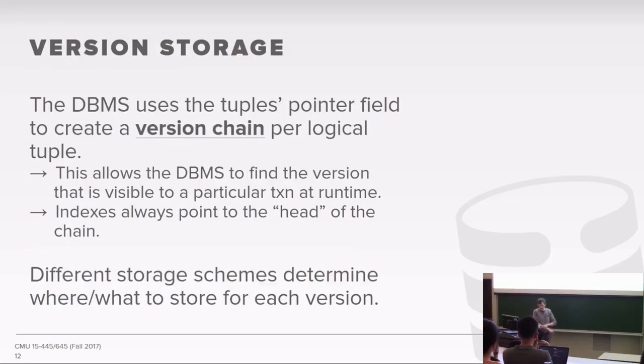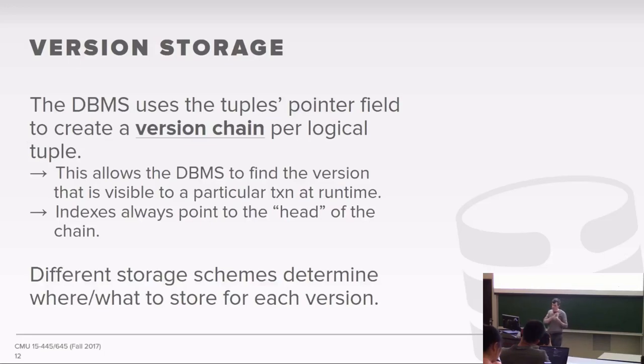So now the next thing that we have to talk about is how we actually store these different versions. As I said, there's going to be this pointer inside of your tuple in the header that's going to point it to the next version of that logical tuple, the next physical version of the logical tuple. So this essentially forms what's called a version chain that the database management system can traverse to find the correct physical version it should be looking at for a particular tuple.